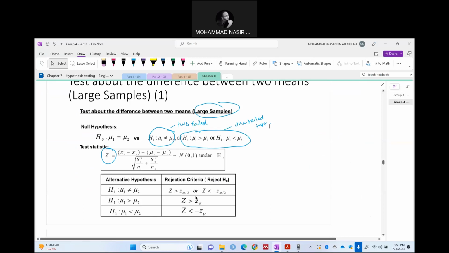For a two-tailed test, we need to divide alpha by 2 for the critical value. For a one-tailed test, we just take alpha, right?